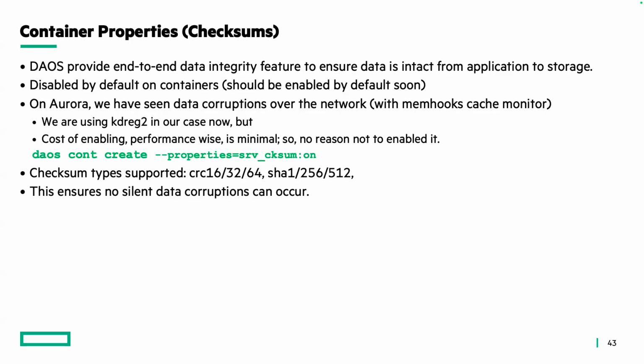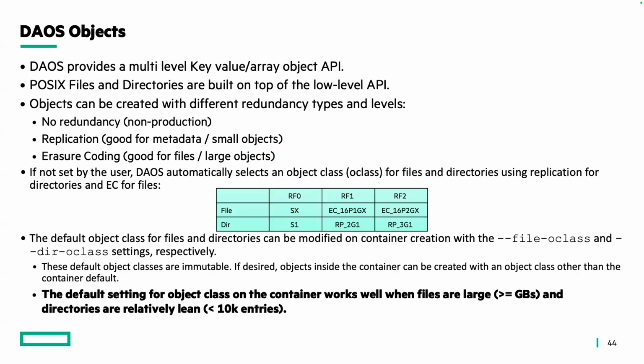Okay, let's move on. So in terms of how to tune objects, as we discussed before, DAOS is essentially an object store at the bottom, and the POSIX files and directories are built on top of this low-level API. So servers and things like that do not understand POSIX files and directories. They understand objects, basically.